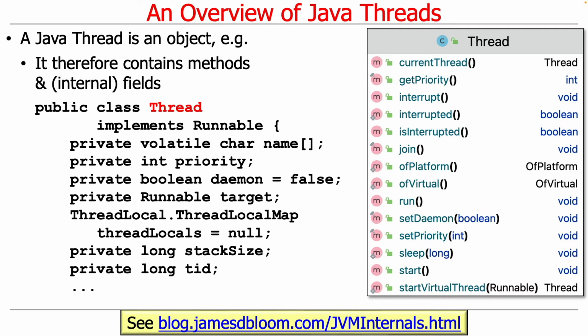And what you'll see here is there's a bunch of things like each thread has a name, it has a priority, it has various properties. Is it a daemon thread? What is it going to use to run the computation when it's executing? How big is the stack? What's the thread ID? Et cetera. So there's a bunch of things that are part of its state.